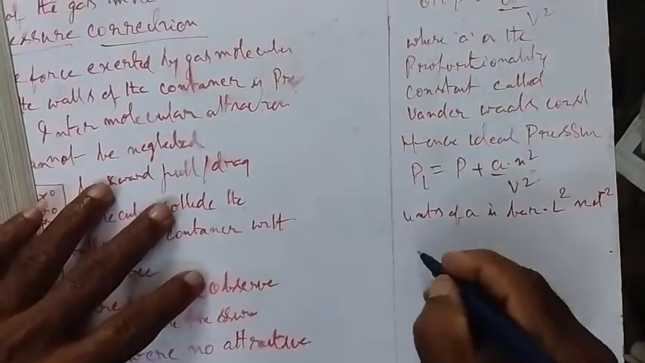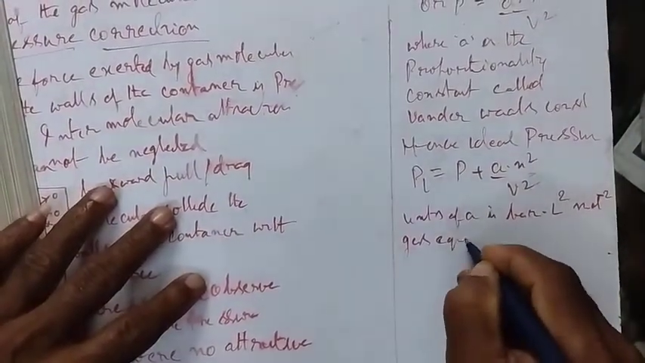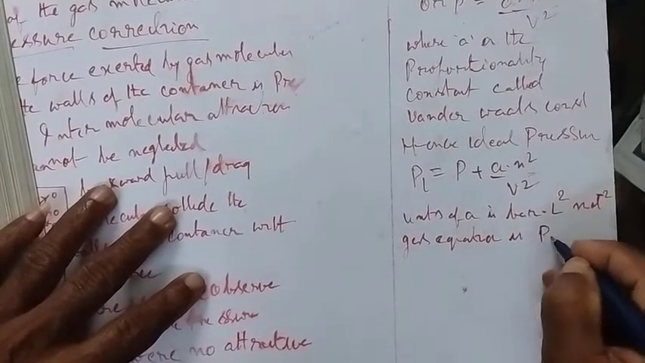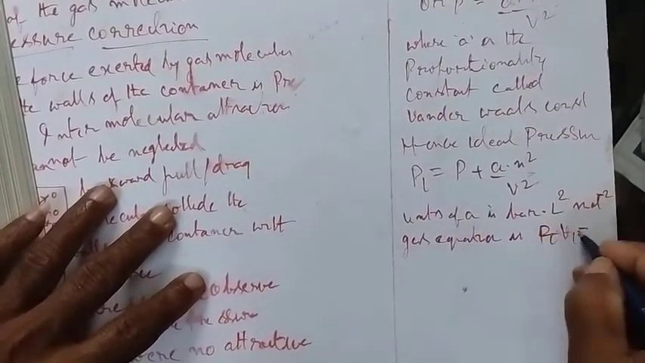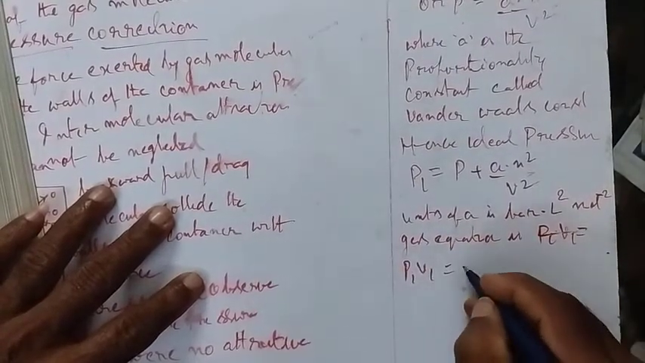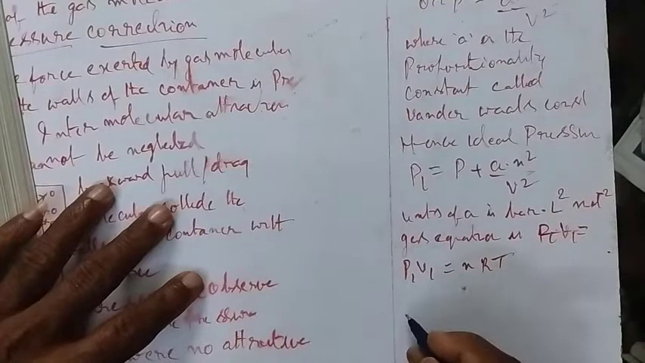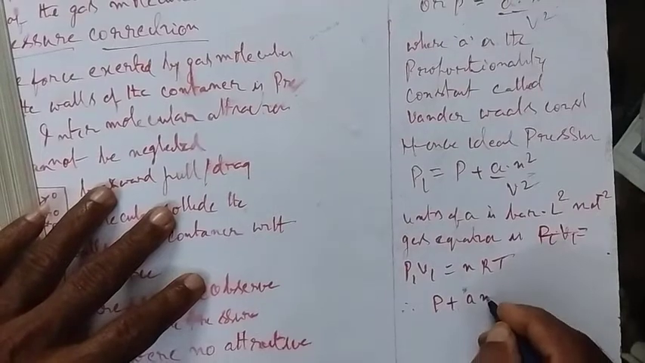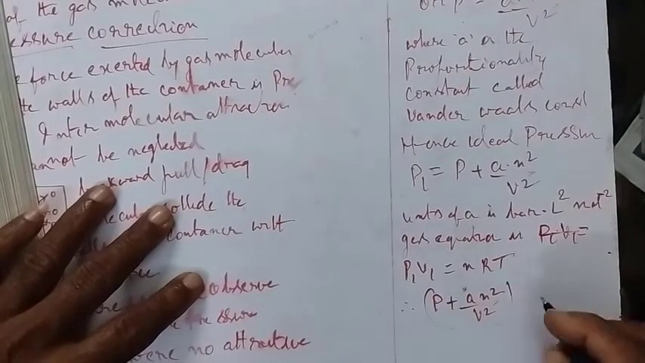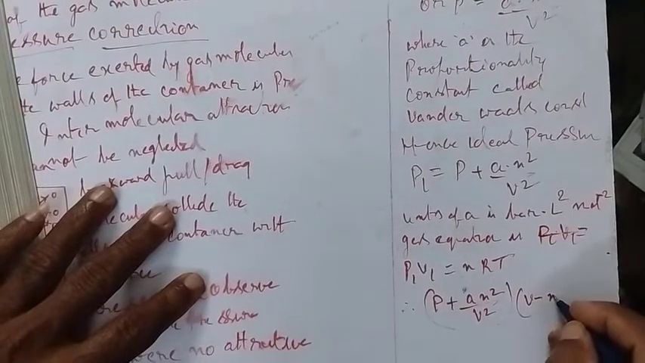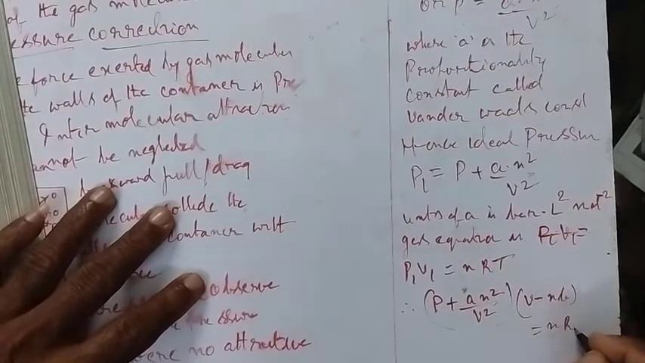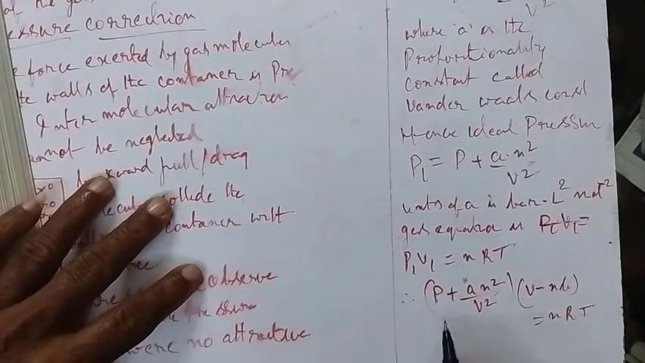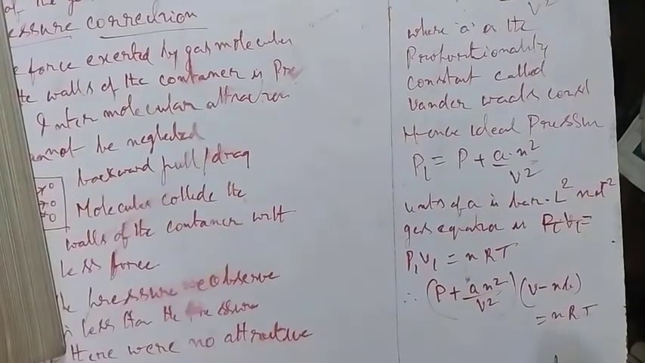Now let us substitute this Pi and Vi in the gas equation. So gas equation is Pi Vi is equal to nRT. What is Pi Vi? Pi is nothing but P plus a n square by V square, into Vi, V minus nb, is equal to nRT. So this is the Van der Waals gas equation for real gases.